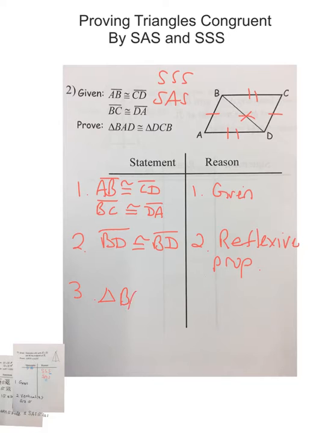Triangle BAD is congruent to triangle DCB by, we have 3 pairs of sides of one triangle congruent to 3 pairs of sides in the next. Another easy 3-step proof. Let's look at the next example.